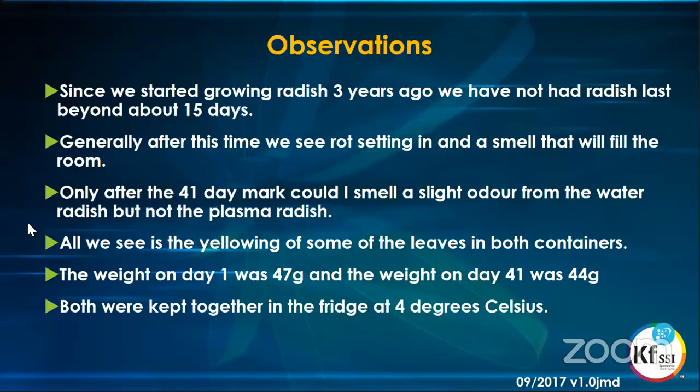So the observation that we'd come with is that we'd never had any of our radish last beyond 14, 15 days. And here we were sitting at how it lasted up to 6 months, but 45 days where it was still looking very, very good. There was no smell, very slight odor coming from it, more a vegetation smell. We just saw a lot of yellowing of the leaves. And even after day 41, we'd only lost 3 grams of moisture. And both were kept in the fridge at 4 degrees Celsius all the time.